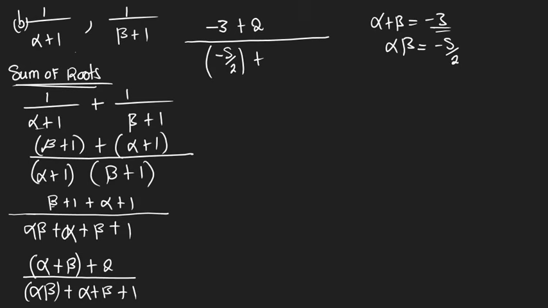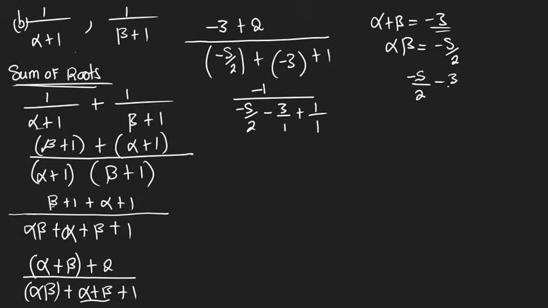Then this part here is the sum of roots, so I'll replace with negative 3 plus 1. So on top here, we're going to have negative 1 over, then this is going to be negative 5 over 2 minus 3 over 1 plus 1 over 1. So we're going to have the common denominator as our 2. 2 into 2, it's 1, multiplied by negative 5 becomes negative 5. Minus, this is going to be negative 6. This is going to be negative 2.